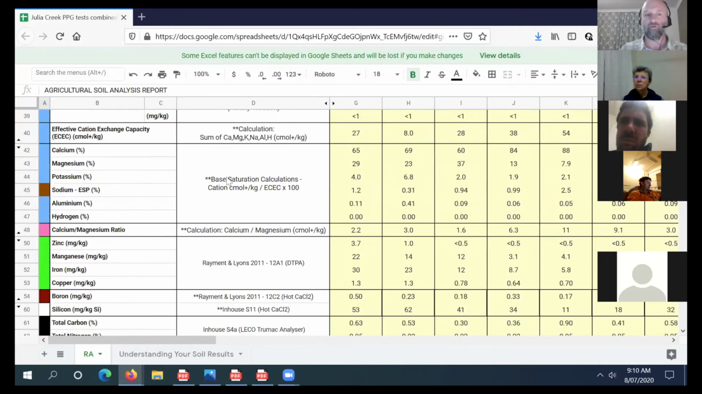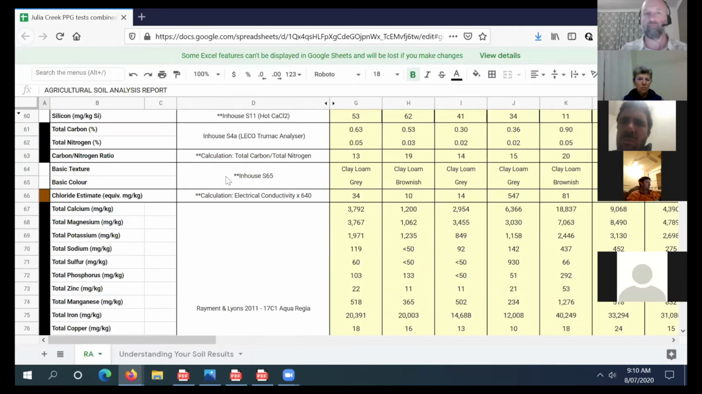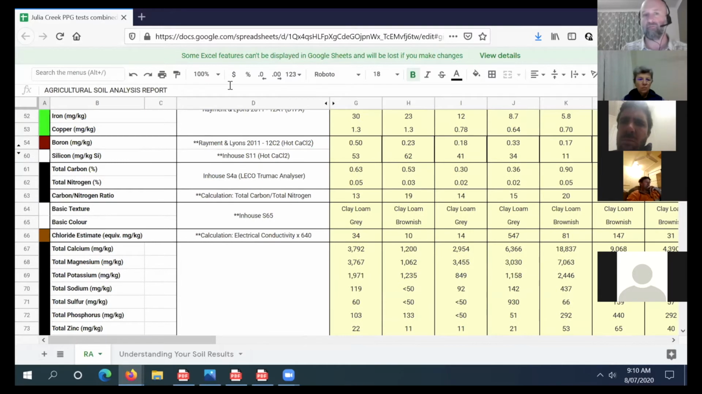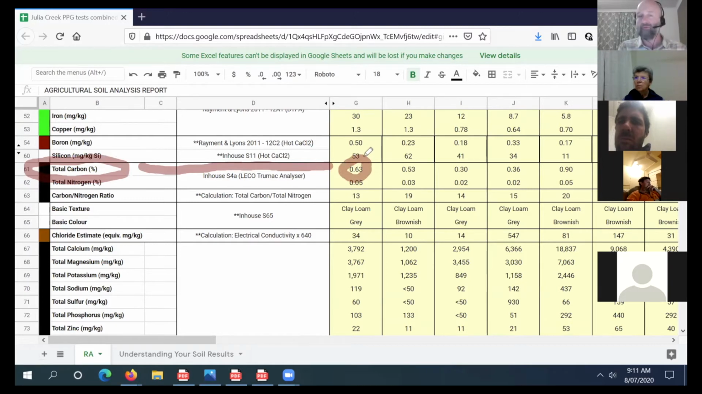So Nigel, on your test, if everyone goes down towards the bottom of your test, just before the totals, you'll see total carbon. It's about two thirds of the way down your test result if you've got an EAL test. Just give us a thumbs up if you've found that total carbon. Everyone's got it, hopefully. And then you can see here, righto, thanks Shane, that you've got total carbon of 0.63. So that's the carbon portion of the organic matter.